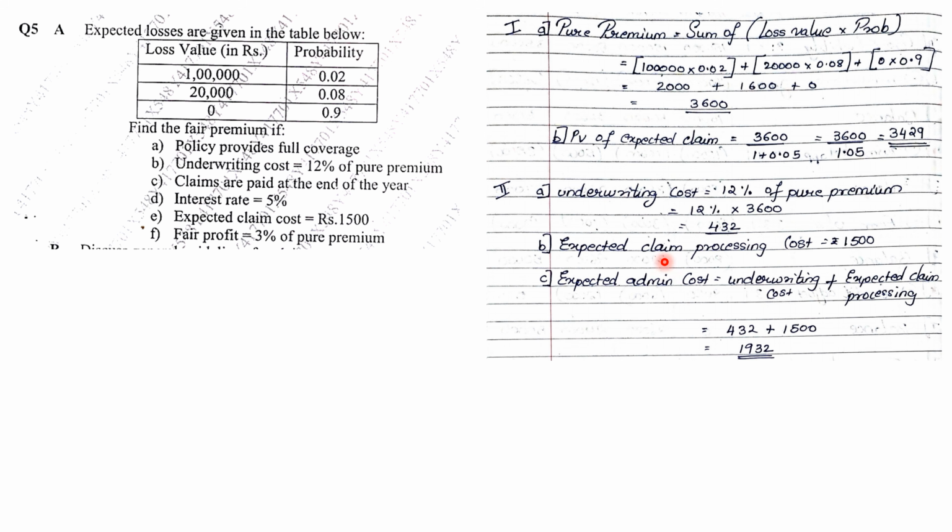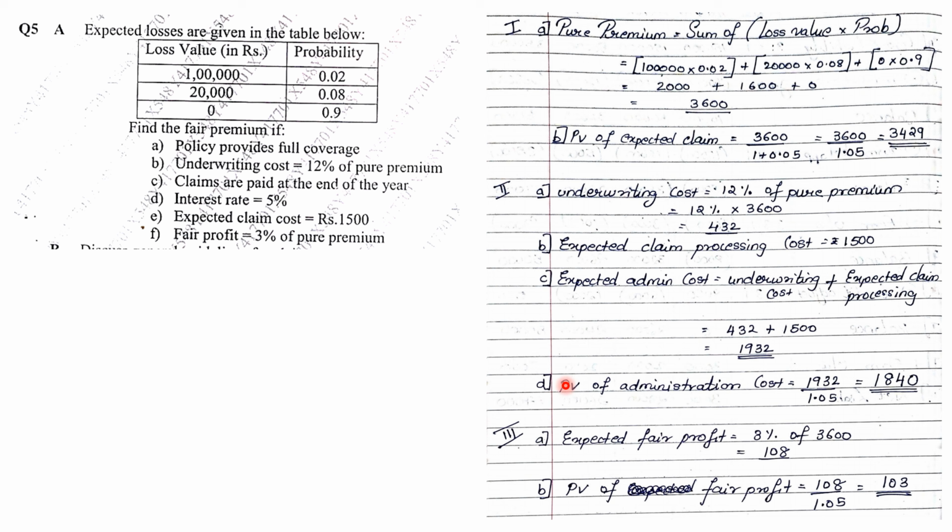Second, expected claim processing cost is given in the question. Expected claim cost is 1,500, so I have written 1,500 rupees. So expected admin cost, the total comes to underwriting cost plus expected claim cost, which is 432 plus 1,500, which comes to 1,932. Then we need to find the PV. So PV of admin is 1,932 upon 1.05, the same interest percentage, which comes to 1,840. That's step number 2, finding the PV of admin cost.